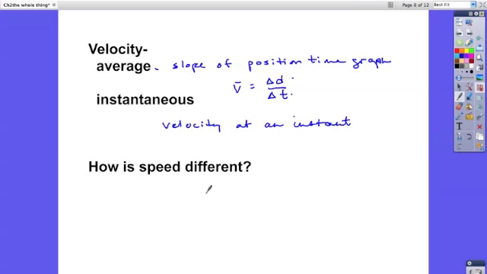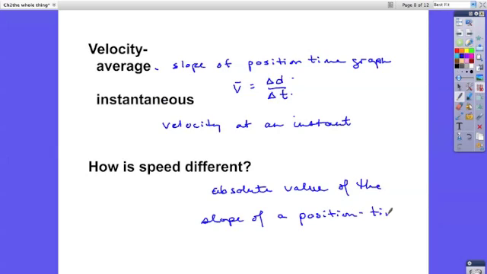How is speed different? Speed is the absolute value of the slope of a position time graph. Okay, so it's the steepness, not regarding positive or negative, just how steep it is. Speed is just how fast, not in what direction, just how fast.